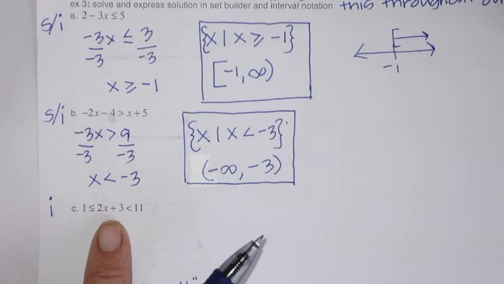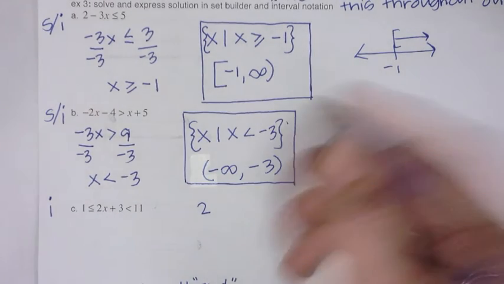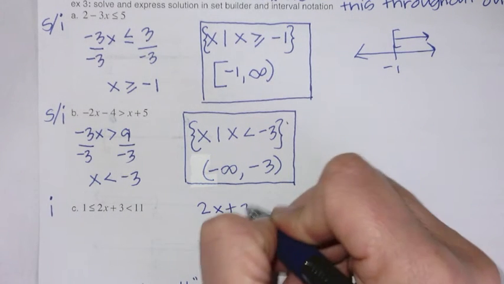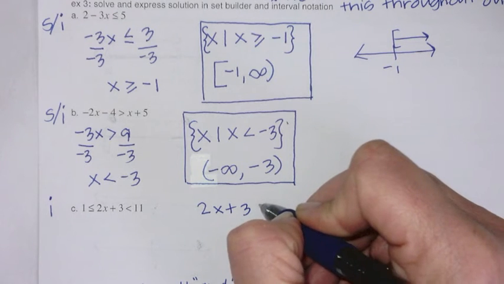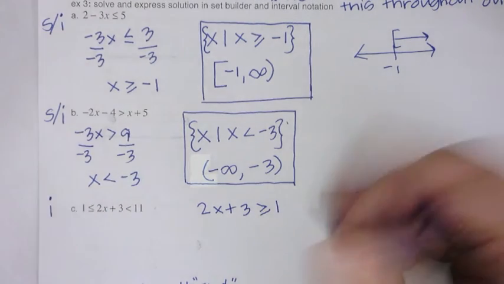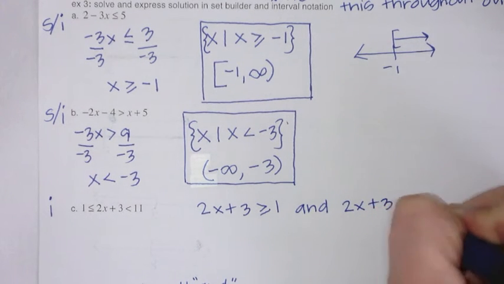On the next one, this is an and statement, so I'm going to show you guys how to do it without splitting it up. But I just want to remind you, whenever you see those less than symbols, and you can see I wrote less than, and to remind you, what this really is a simplified version of is saying 2x plus 3 is greater than or equal to 1, and 2x plus 3 is less than 11.